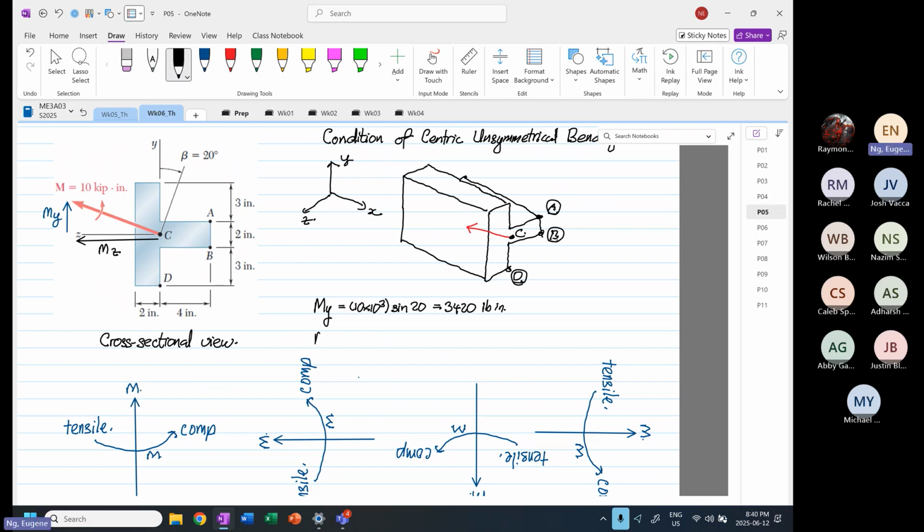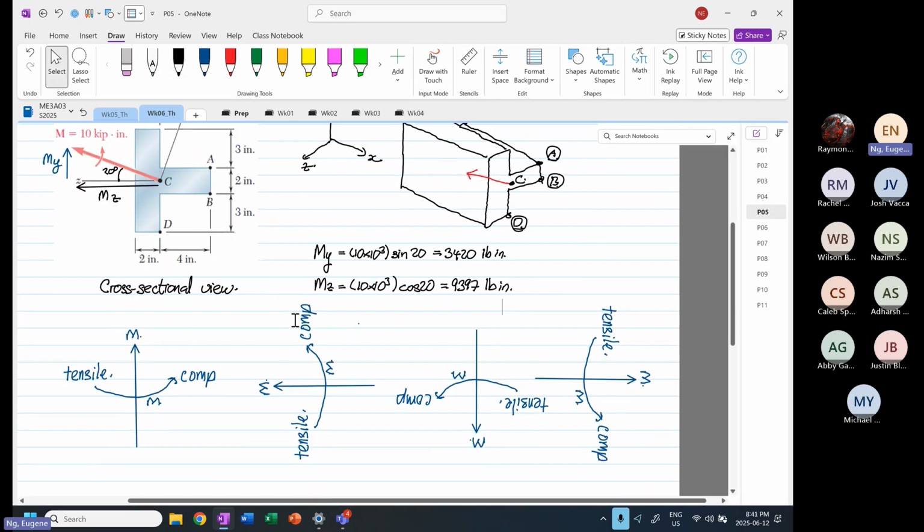And then we know our MZ, 10 times 10 to the power 3. Now this is cos 20, because this angle over here corresponds to 20 degrees. So this is equal to cos 20 times 10 to the power 3, and this is equal to 9,397 pound-inch.